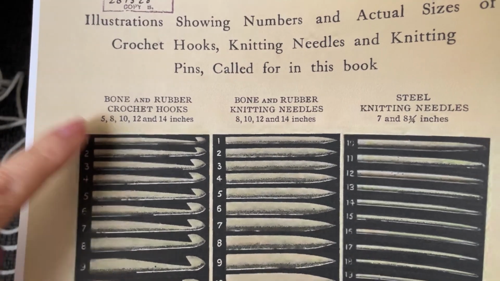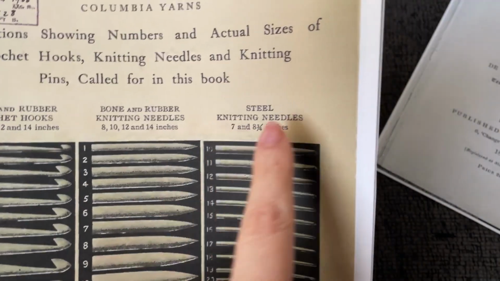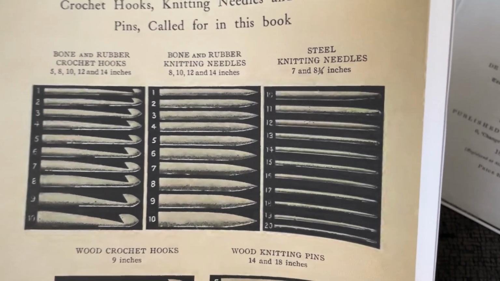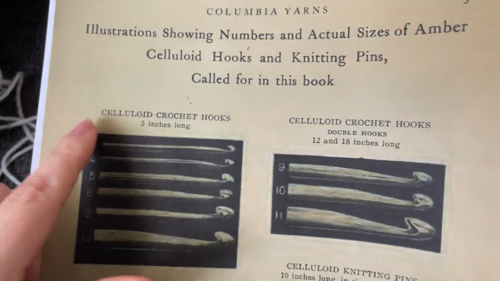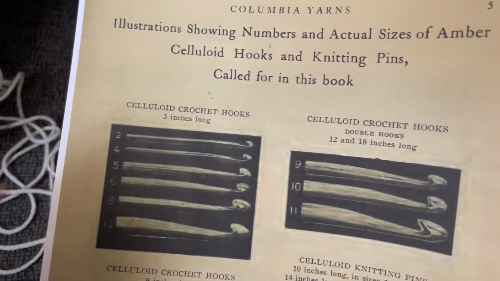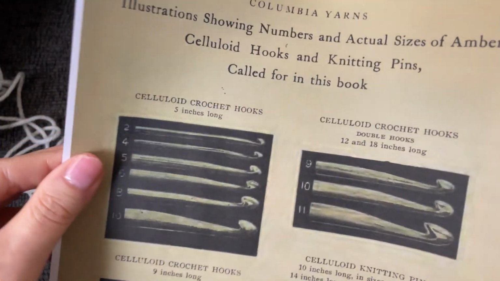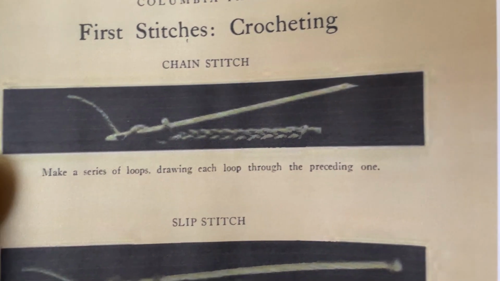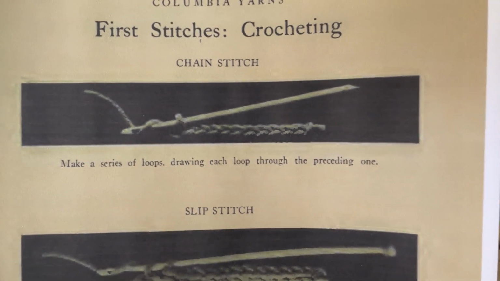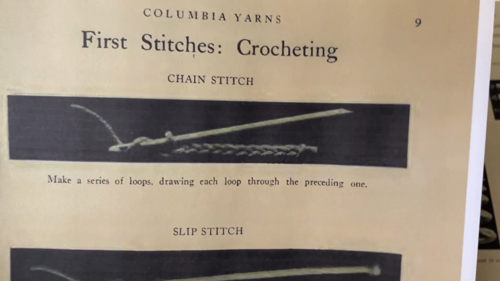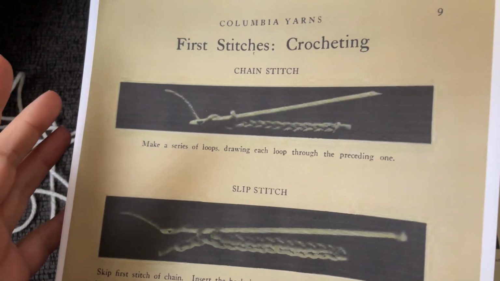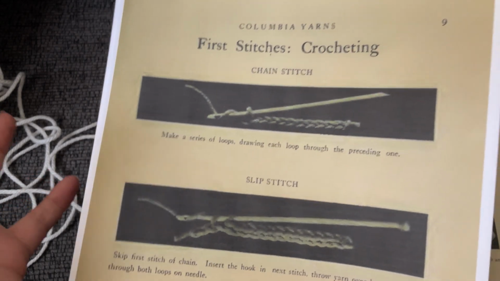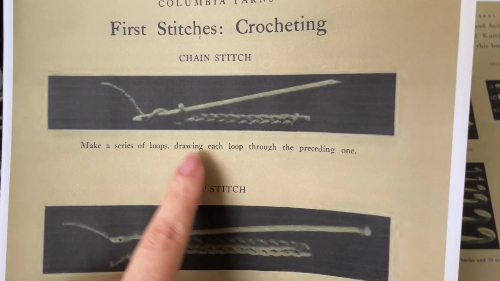and they give you the bone and rubber crochet hooks and knitting steel, wood crochet hooks, and wood knitting pins or needles. They also let you see the sizing of the celluloid and amber. It's really quite interesting. This book will actually show you and describe to you what these antique stitches are. Now, in 1908, that is antique, but a lot of them are used in vintage patterns, like from the 1930s, 40s, 50s. So here we have a chain stitch.